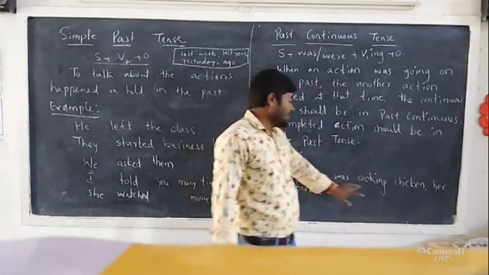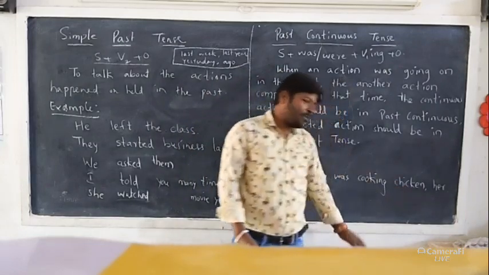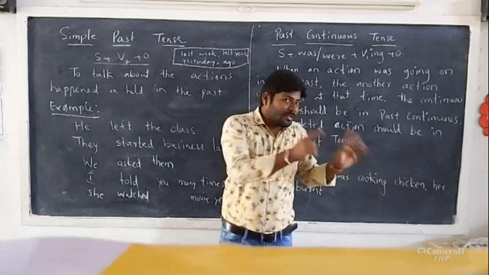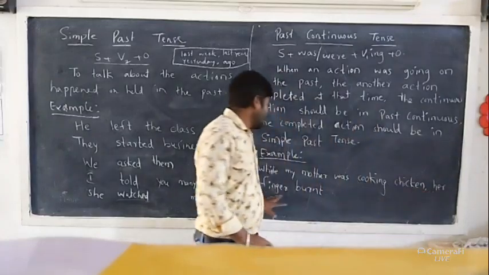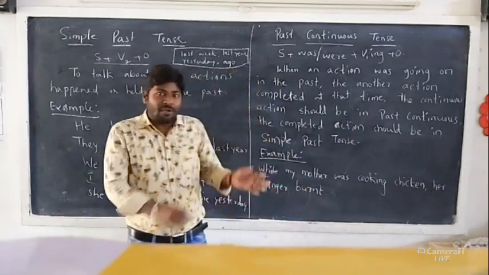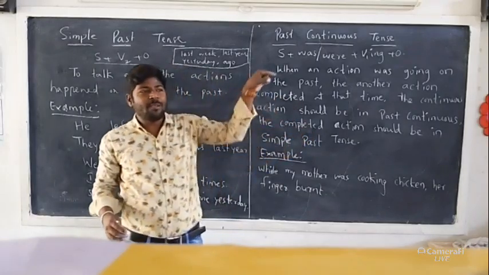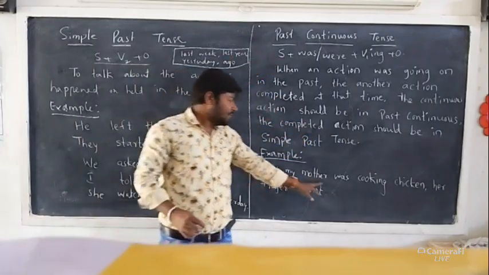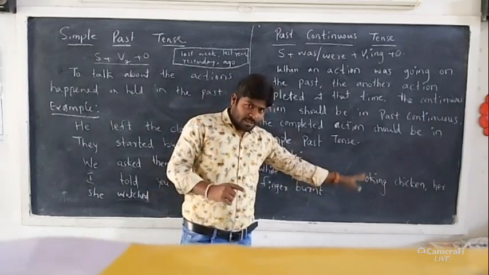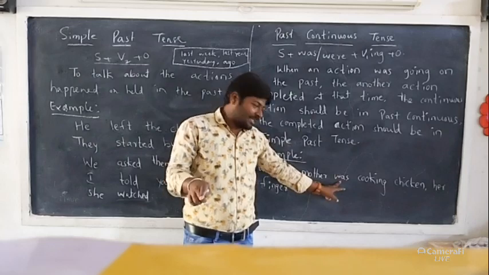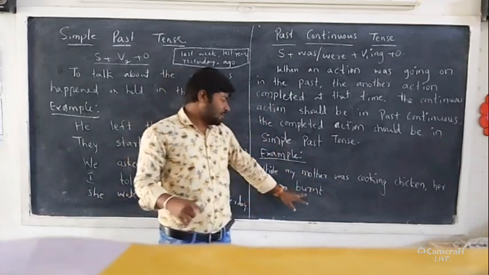While my mother was cooking chicken, so my mother was preparing chicken at a certain time in the past. At that time, her finger burnt. While she was cooking, her finger burnt. What is the action that kept on going? She was cooking chicken. That is a continuous action in the past. The other completed action is nothing but her finger burnt.